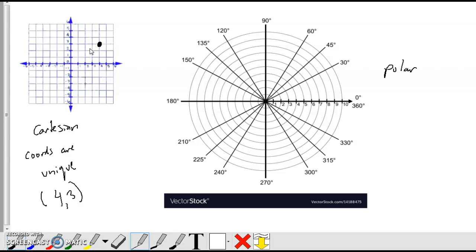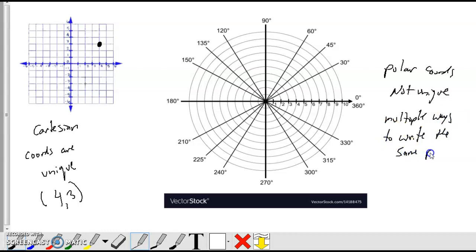With polar coordinates, these are not unique, meaning we might have multiple ways to write the same point. So what do I mean by that? Say I want to write this point right here.